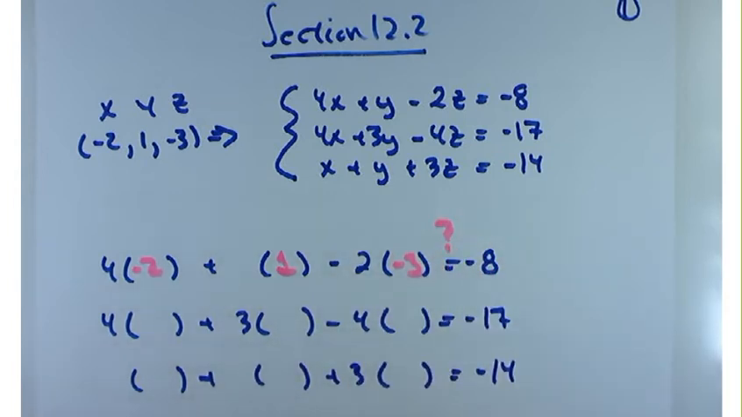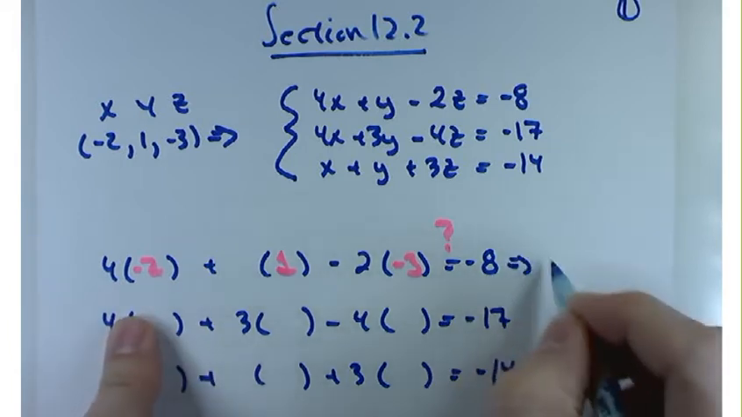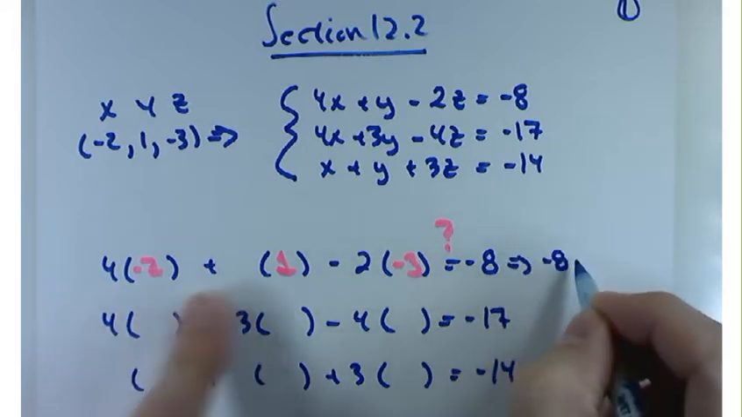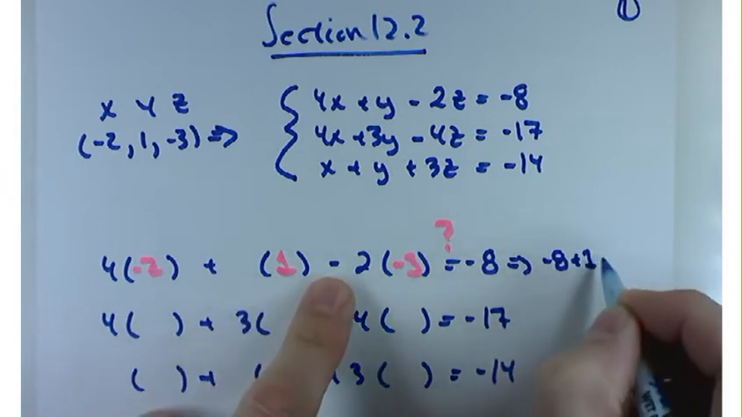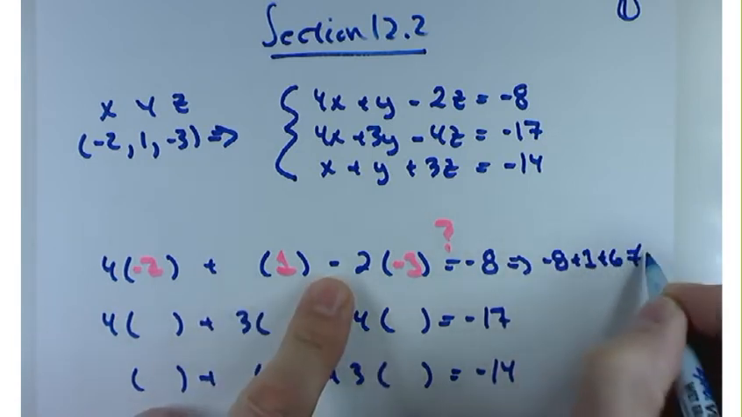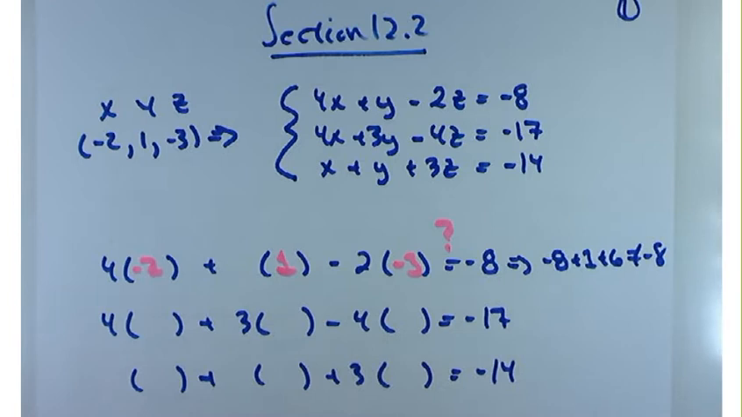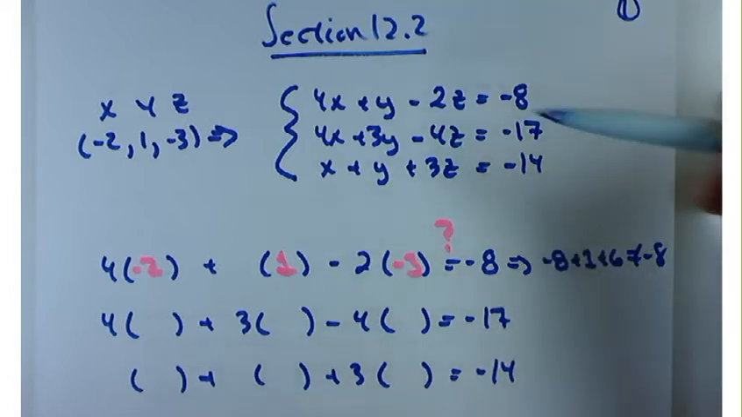So let's start with the first one. Plugging that in, I end up with -8 plus 1 plus 6, and I don't think that's equal to -8. So do I have to keep on trying things here? No, that's it. This is not a solution.